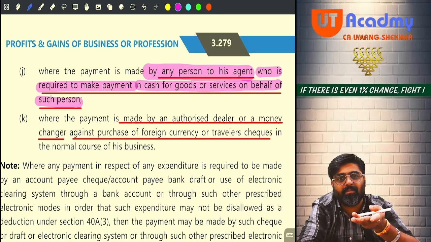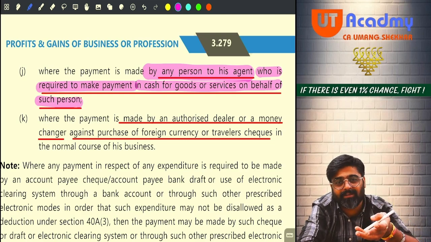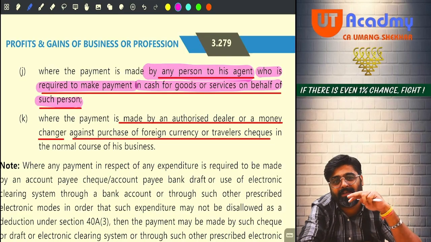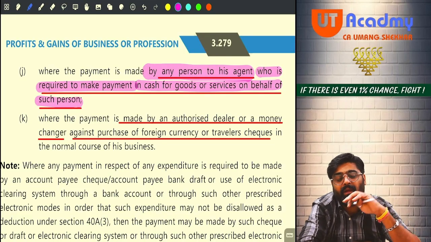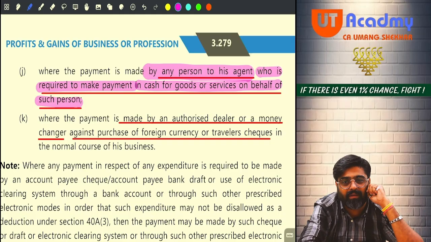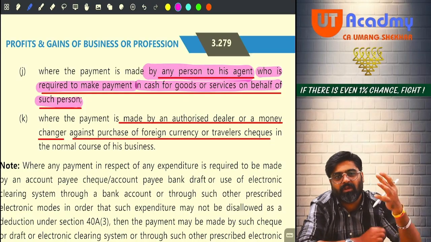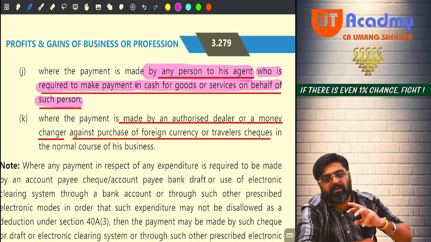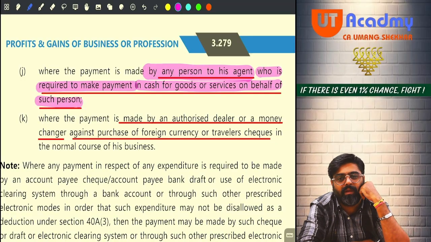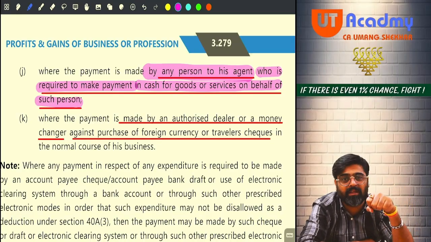So I will make the payment to my agent in cash only. I cannot tell him to take a check and encash it in the bank, and then withdraw the money and make the payment. Unnecessarily, it will be harassment, extra work for both of us. What if I transfer the money from my bank account to my agent's bank account? Then the agent will have to withdraw it, because he does not have to make bank transfers. He has to make that payment in cash.